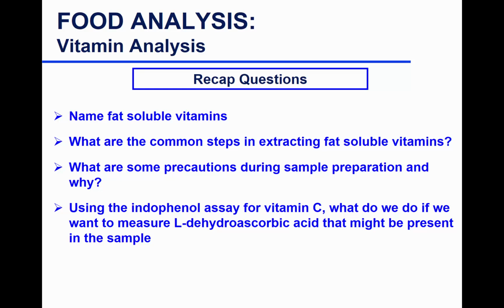pH. Okay. So we haven't gotten to that in lecture, but you all had labs. So using the endophenol assay for vitamin C, what do we do if we want to measure both forms, including aldehydo? Peter? I would add a reducing agent. So if I have aldehydoascorbic acid, which is still bioavailable, and I want to quantify it, I will reduce it back to L-ascorbic acid, and then I can quantify it.